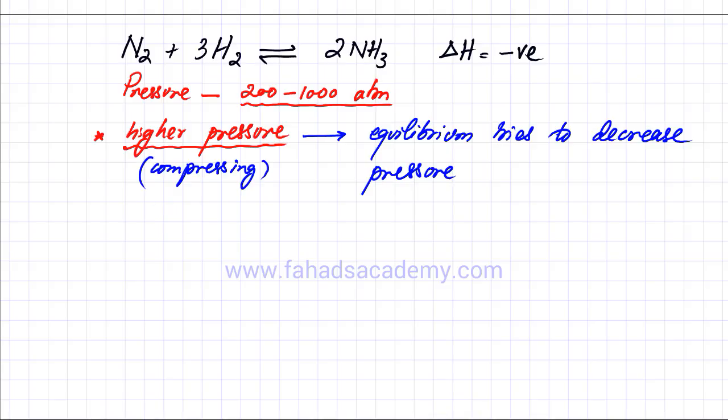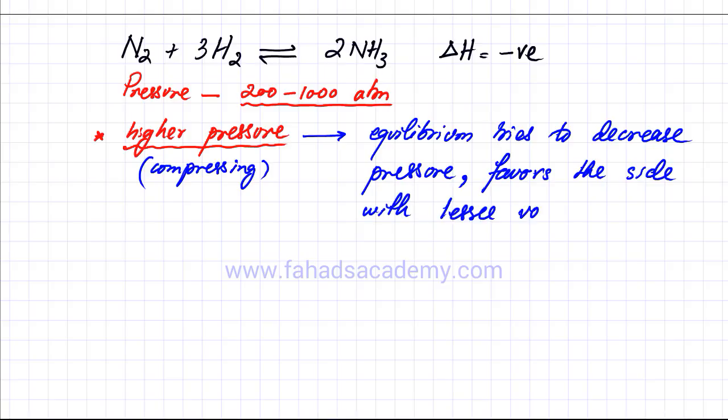So the only way the equilibrium will try to decrease pressure is if it favors the side with the lesser volume. So the side with the lesser volume would be favored. We are compressing it, the volume is compressed, there is lesser volume now. So the side which occupies lesser volume, that side would be favored.